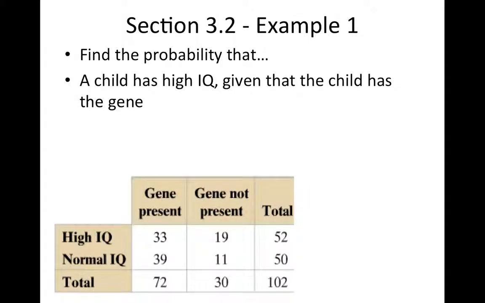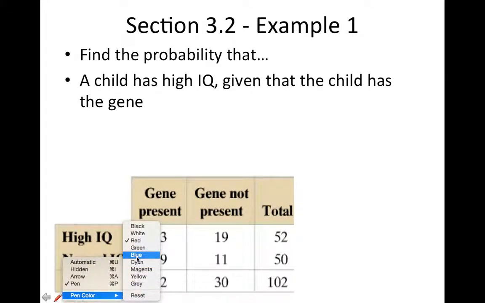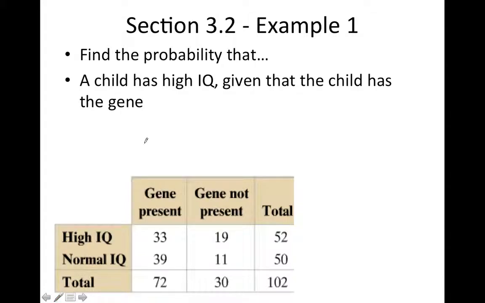Hi everyone, I'm going to explain example 1 in section 3.2 to try to help you out. Let me get my pen here. So the beginning of section 3.2 is about conditional probability.